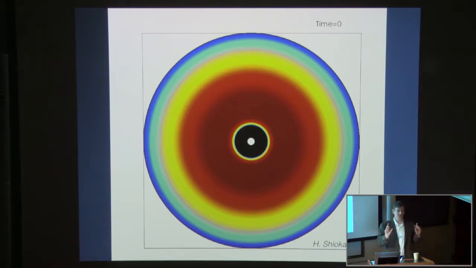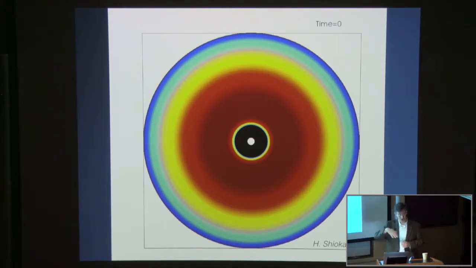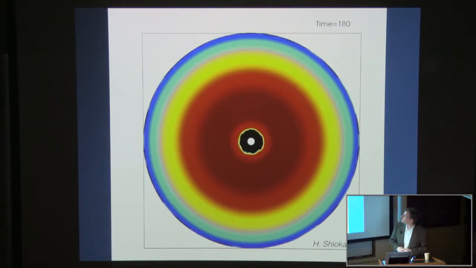So in this initial state, which we set up simply for numerical convenience, we have a torus of material which is orbiting the central black hole, and it's an exact hydrodynamic equilibrium. But then we seed it with a magnetic field, and the magnetic field causes an instability to grow, the magnetorotational instability, and that allows accretion to occur onto the hole. So you'll see that in just a moment.